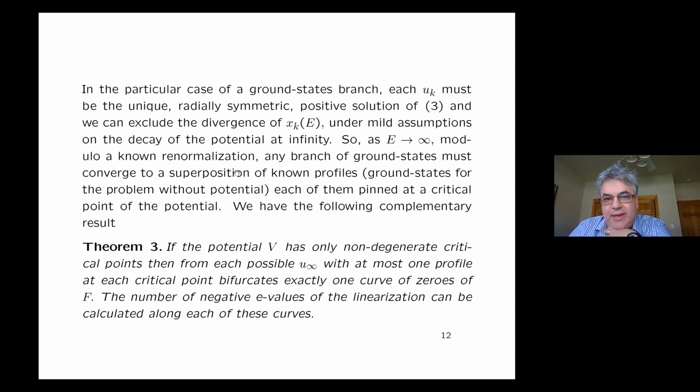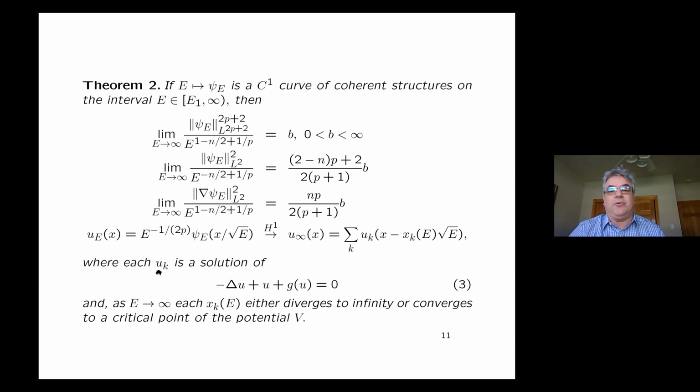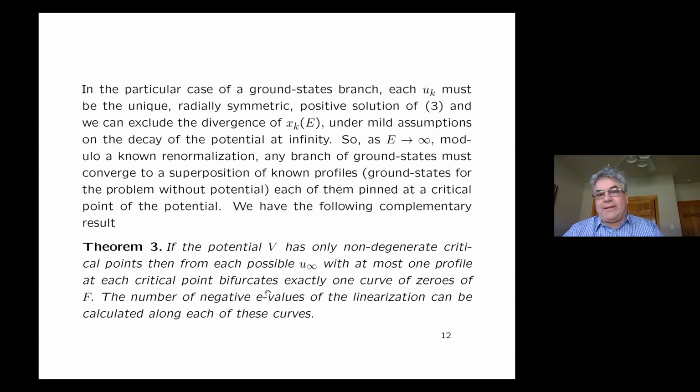But in this case, by some assumptions, like looking for positive solutions of the problem, I restrict the type of limits that you can find, u_k. It has to be a positive solution of that. There is only one of that up to translation and rotation, and that's the ground state of this problem. And with that extra information and the decay properties of the ground state, we can actually show that the profiles cannot diverge to infinity. The center of the profiles cannot diverge to infinity.